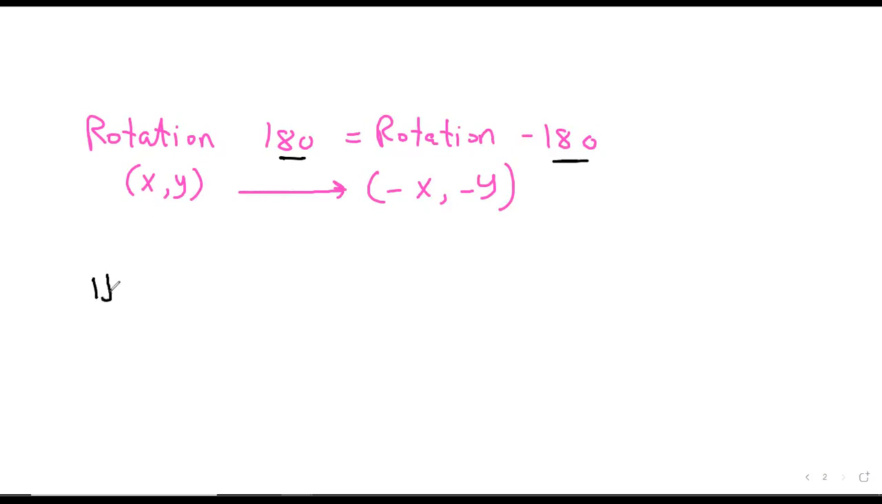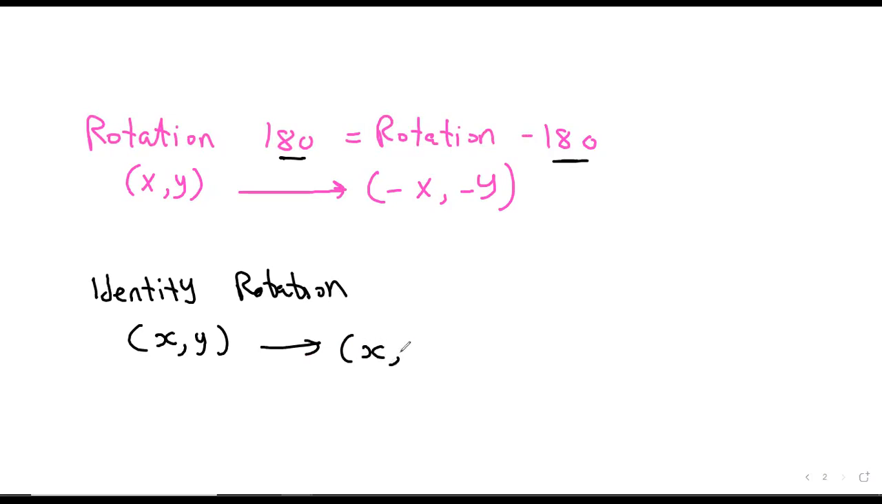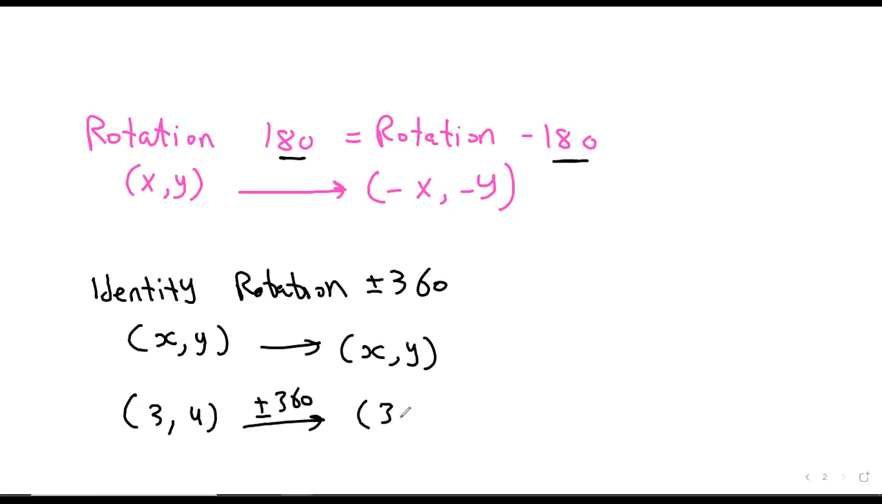And the last rotation is the identity rotation. x and y is going to be x and y. The identity rotation happens when we rotate positive or negative 360. So the image of the point 3 and 4 by rotation positive or negative 360 will also be 3 and 4.